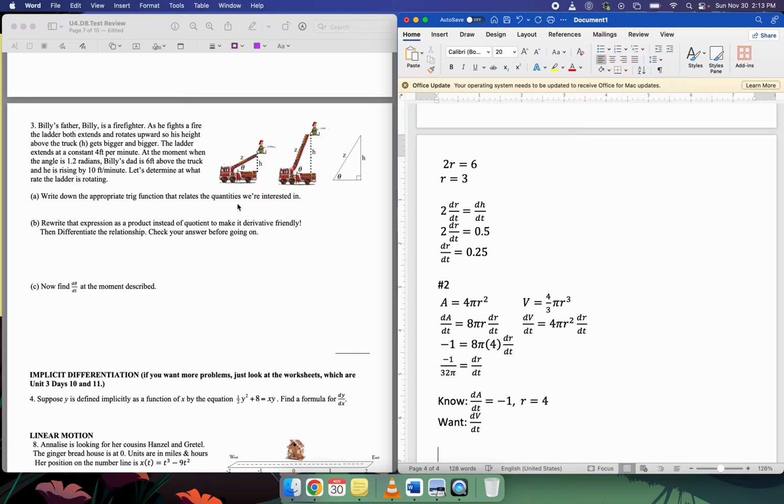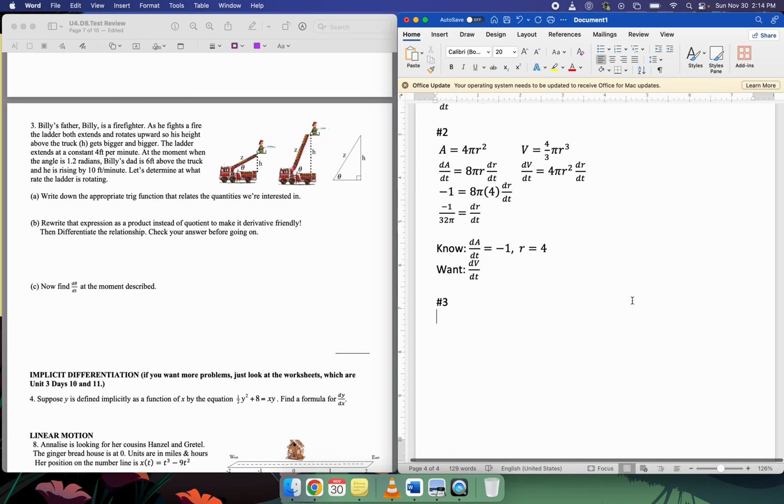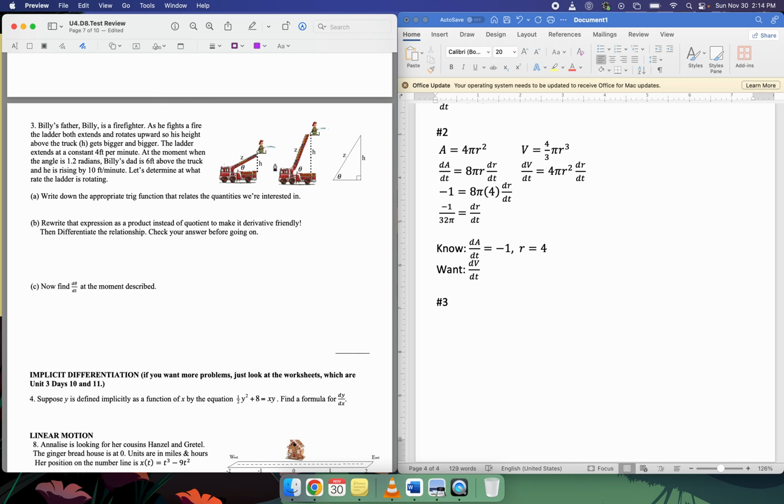Number 3, Billy's father. Billy, I love this joke because you're finally introduced to someone else in the Billy extended universe, but that person's name is also just Billy. It's a great joke. As he fights a fire, the ladder both extends, so the ladder's getting longer, but also it's rotating, going up. The ladder's getting longer this way, but this angle is also increasing, so it's extending but also getting more vertical at the same time.